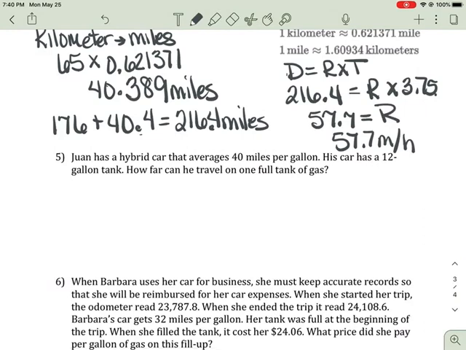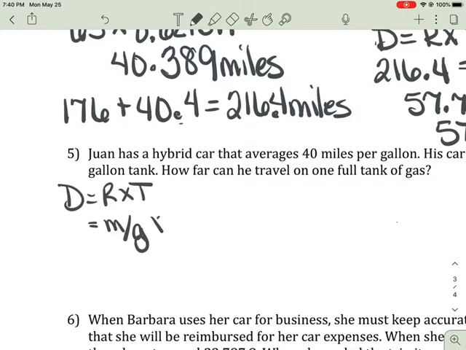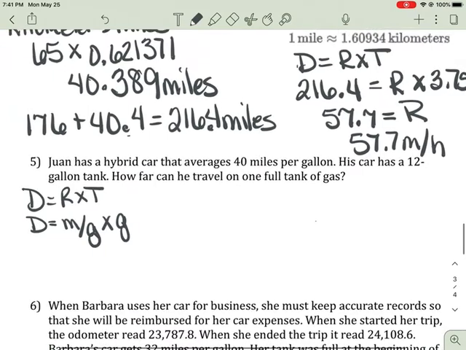All right, so let's take a look at Juan here. He has a hybrid car, which is great. The average is 40 miles per gallon. His car has a 12-gallon tank. How far can he travel on 1 tank of gas? All right, we're still doing distance here. So distance is still equals rate times time, but you can also think of this as miles per gallon times gallons. That's another way of thinking about this. So we can use that to help us with our distance.